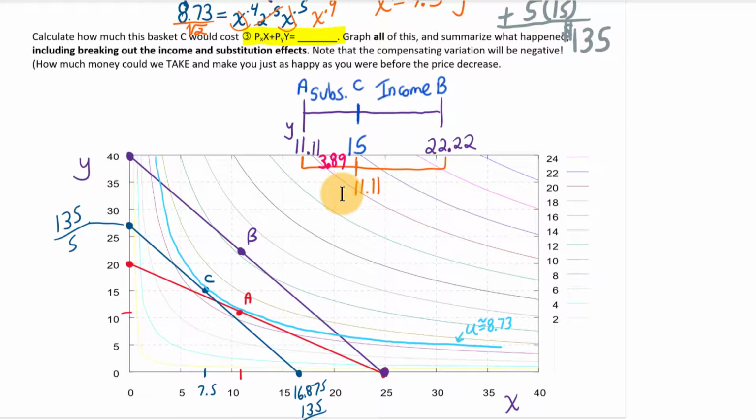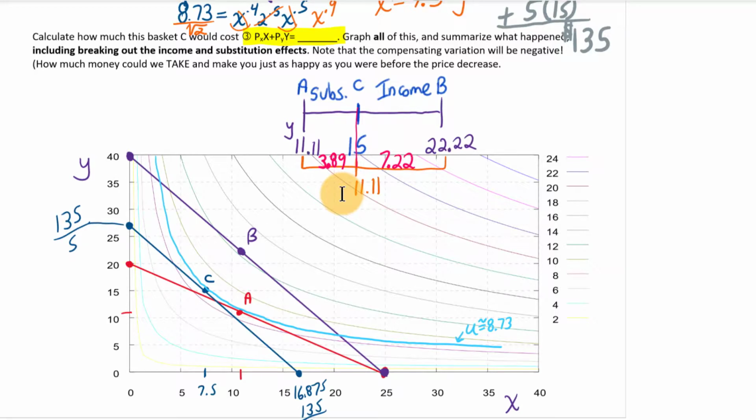The rest of it, 22.22 minus 15, well, that's going to be about 7.22. That's going to be the income effect here. So a larger portion of this consumer's behavior can be explained by the fact that they felt richer after the price went down. They felt like their income was being stretched further because they could get more bang for their buck. They could get more out of their money.